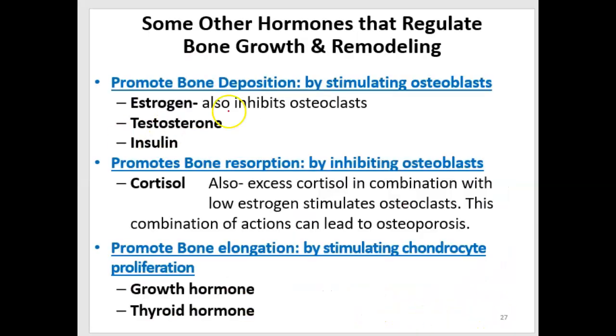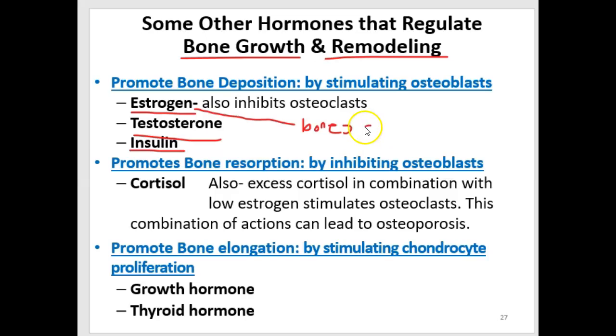There are many other hormones that do play a role in regulating calcium because they regulate bone growth and remodeling. Estrogen, for example, promotes bone deposition. Testosterone does, insulin does, and you've probably heard of elderly women that aren't making estrogen anymore. Their bones weaken, and that's because they're not performing as much bone deposition.